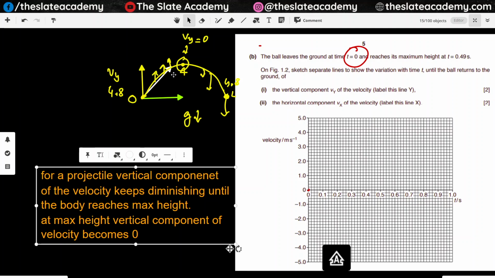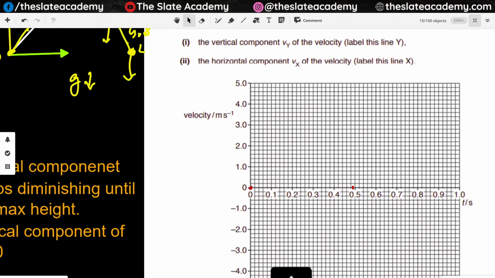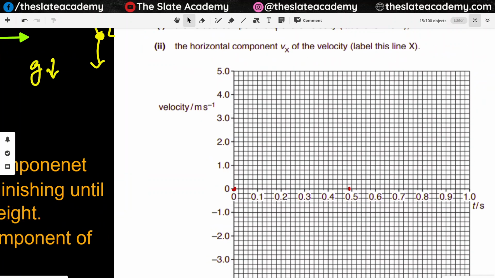So the vertical component of the velocity, first of all, we are told that the ball reaches the maximum height at 0.49 seconds. So let's first identify 0.49 seconds: 0.4, 42, 44, 46, 48. So somewhere over here I have 0.49 seconds. This yellow dot that I've put, yellow isn't visible, let me make it red. This red dot over here, just behind 0.5, is when the ball reaches the maximum height, this point of time, right?